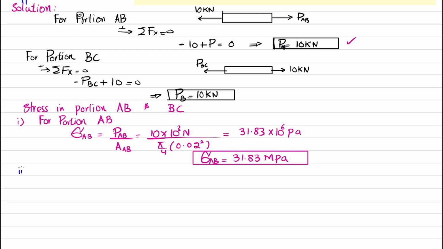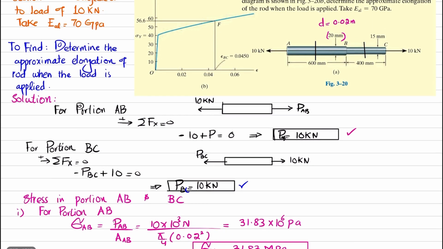Now for portion BC, we can find stress in BC is equal to load PBC divided by area of BC. So you can see this is the load PBC, which is again the same 10 kilonewton. So 10 into 10 to the power 3 will be Newton, divided by the diameter of this rod, which is given as 15 millimeter. So it is 0.015 meter.